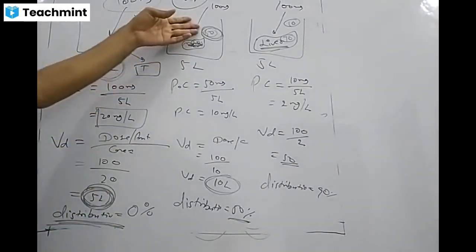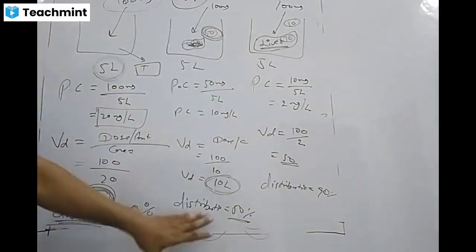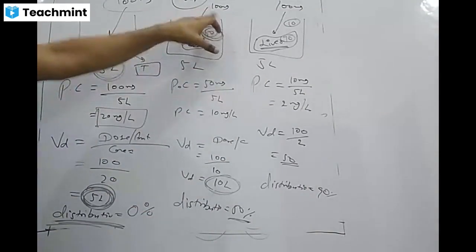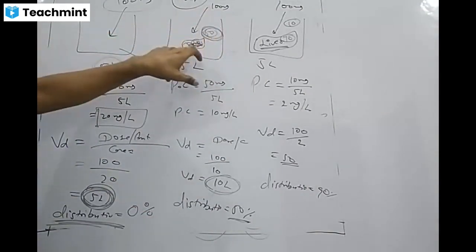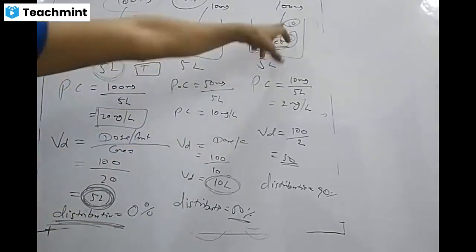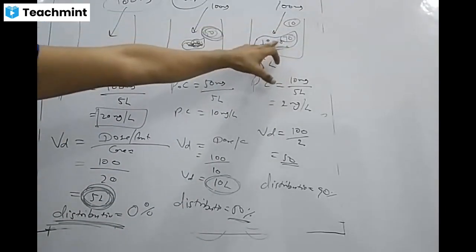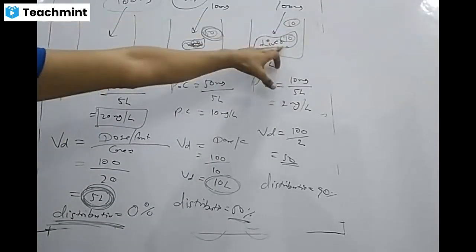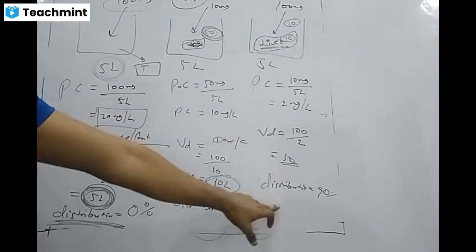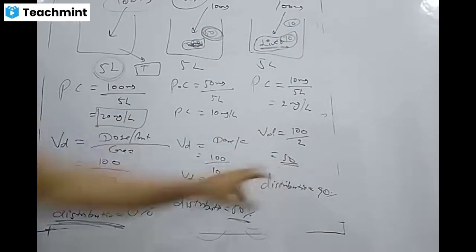In the second case, VD is 10 liters, meaning distribution is 50%. Out of 100, 50 is present in blood and 50 enters into tissue. In the third case, 90 enters into tissue and 10% is there. Distribution means, from the blood, how much enters into tissues: 90. Distribution is 90%, and VD here is 50.